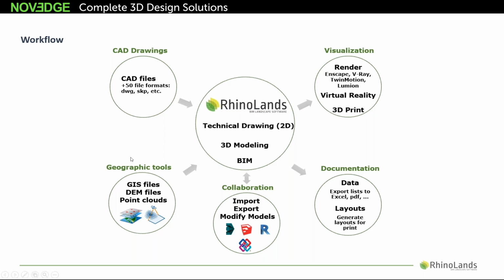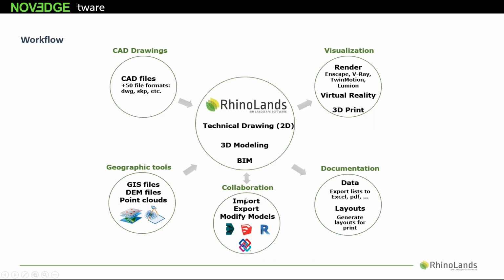Anyway, you can then develop your modeling and design. And for visualization, you can shoot or render, which is compatible with Enscape, V-Ray, or Twinmotion. You can use virtual reality headsets to see how the project would be in reality, and use any 3D printer to have a 3D print of your project. You can export your documents to Excel or PDF, so any kind of lists produced in the program can be exported to Excel and produce different layouts.